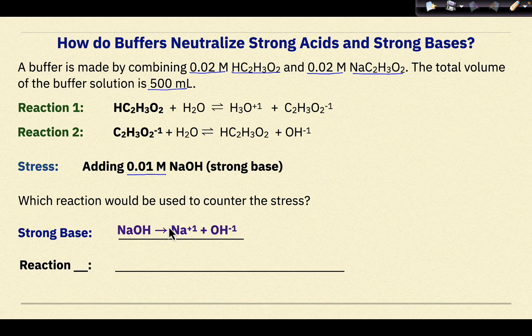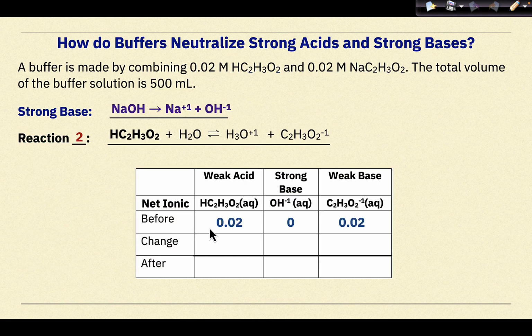So the strong base is going to dissociate from NaOH into sodium ions and hydroxide ions. So we need a reaction that is going to neutralize the hydroxide ions. In this case, we're going to be using reaction 1, where the hydronium ions produced from the weak acid are going to neutralize the hydroxide ions. In the beginning, we have 0.02 molar of our weak acid, no hydroxide ions are present, and we have 0.02 molar of our weak base.